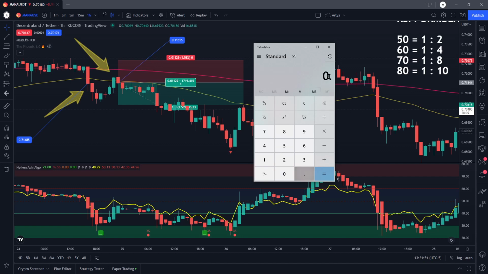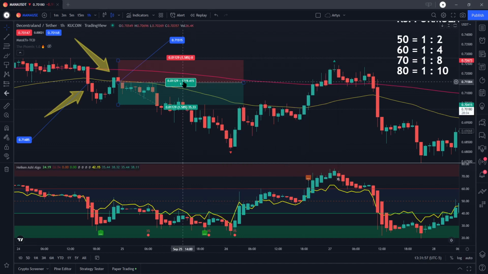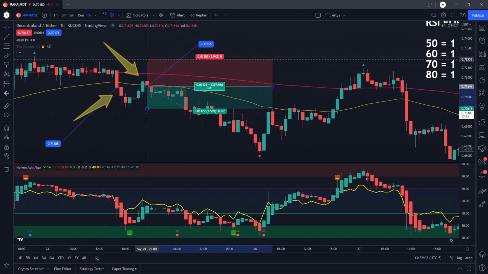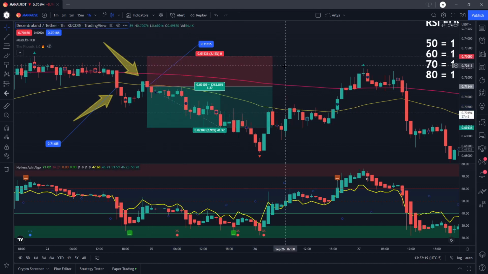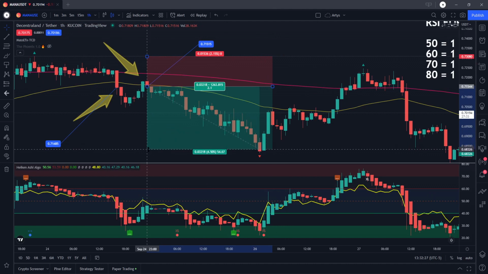Let me do this so you can see it. So it becomes a 1 to 2.12. Sounds like a tongue twister, right? So I set my swing high, because I'm looking way over here. I entered at the close of this candle, and I'm looking for a 1 to 2.12. This part is your 1, and you need to make this 2.12. 2.12 here. Come on, slowly, slowly.